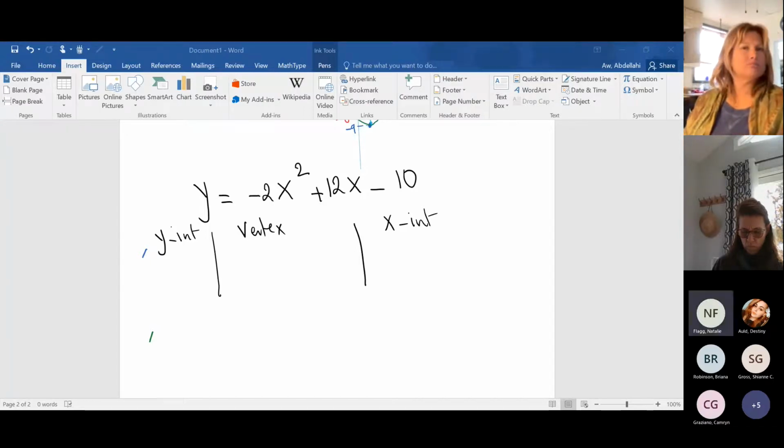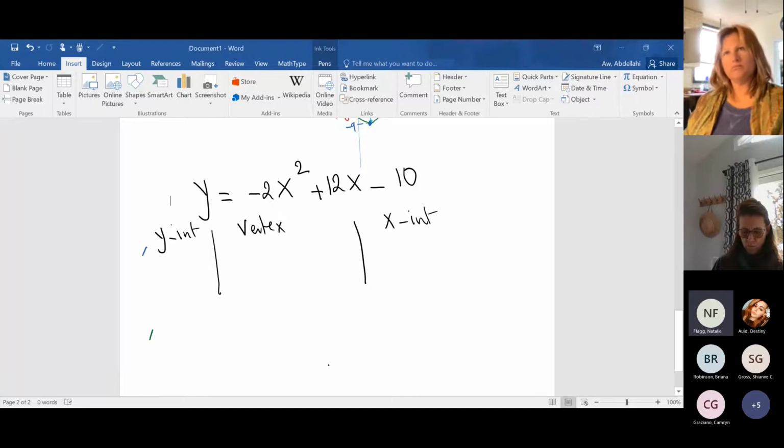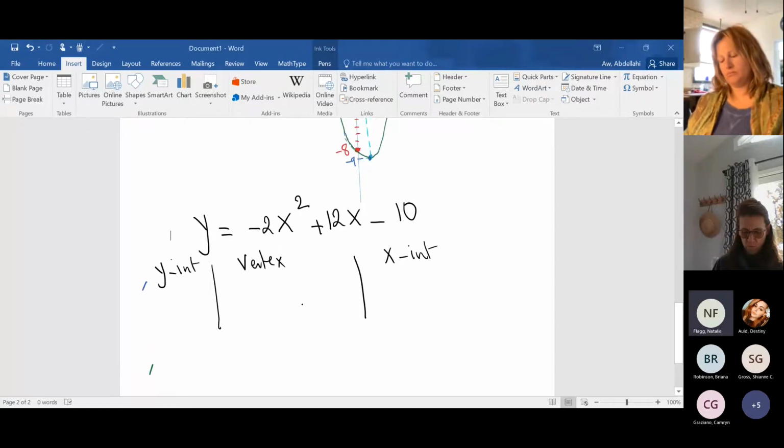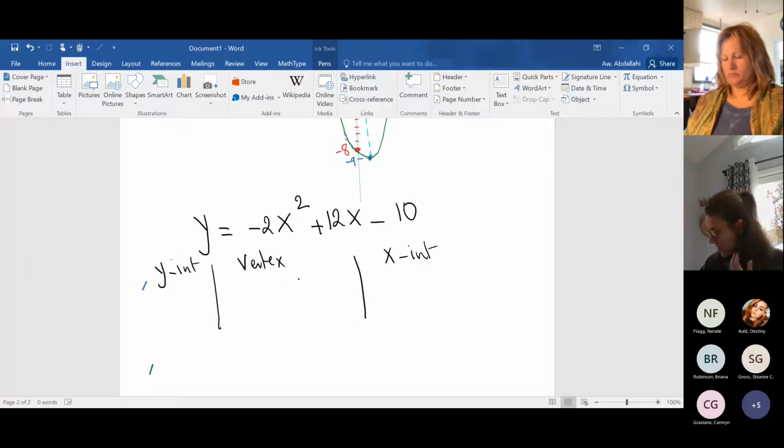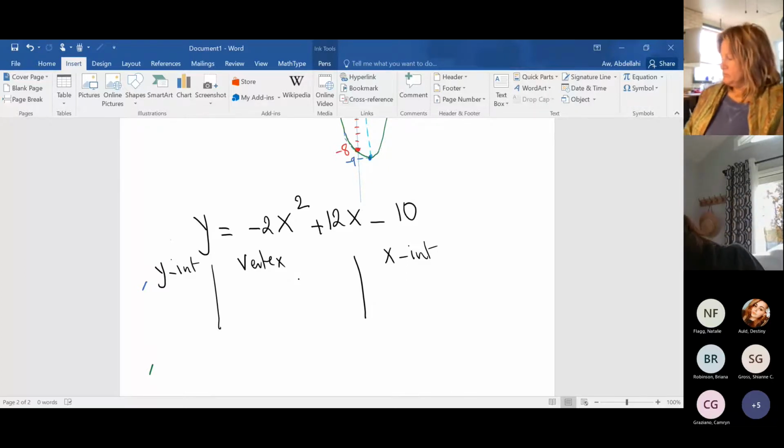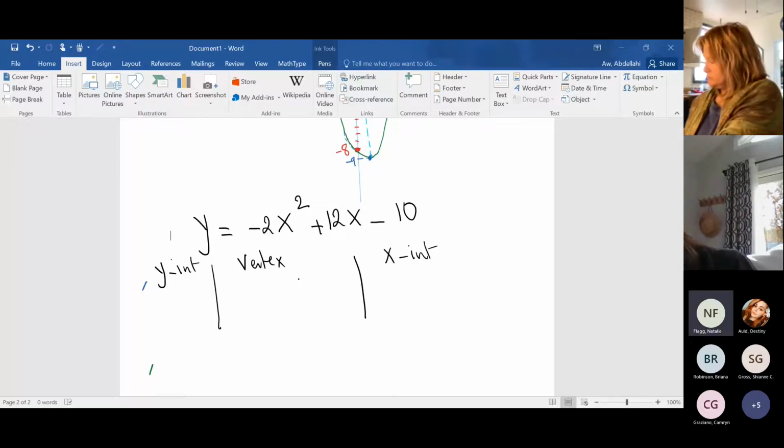But if we set x to 0, wouldn't it just come out to -10? Yeah, that's for the y-intercept. For the x-intercept, it's the other way around. For the x-intercept, it is the y that is set to 0, right? Oh, right. Okay.